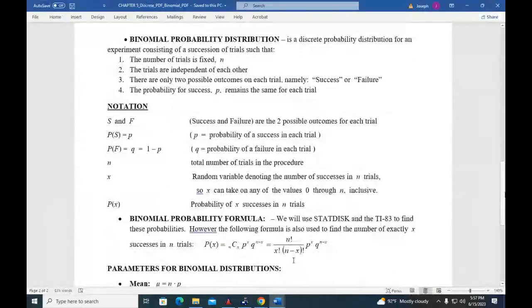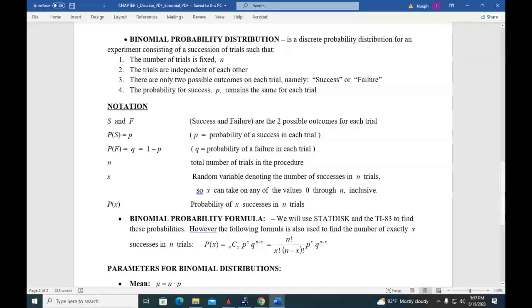It's a discrete probability distribution for an experiment or procedure consisting of a succession of trials such that the number of trials is fixed. That's n. The trials are independent. That means the probability doesn't change. There are only two possible outcomes, success or failure. And the probability p remains the same. So that's the same as saying they're independent. That's what defines it, right? The 1 through 4? Yeah. That's what we've got to have.